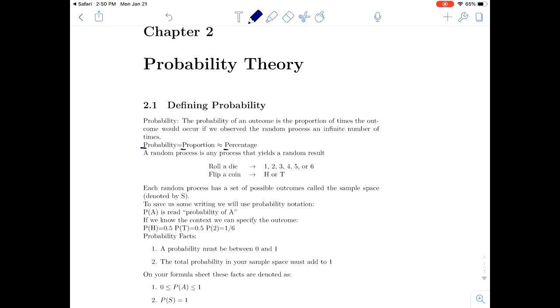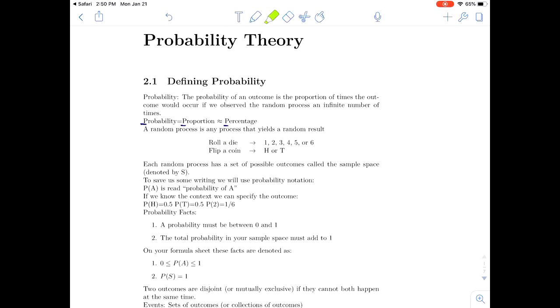Here, right, I've listed all the possible outcomes, and the name for that is the sample space. So the sample space is just the list of all possible outcomes that can happen. And so I'll just highlight that here. So a set of possible outcomes is called the sample space, and it's denoted by a capital S.